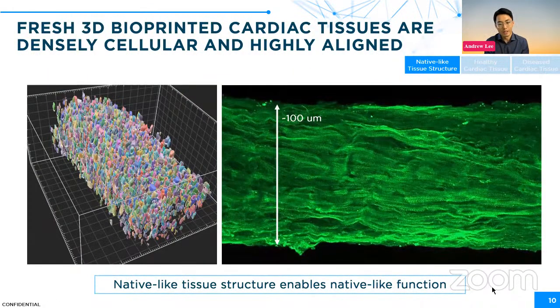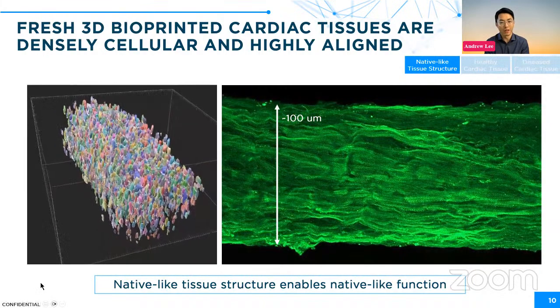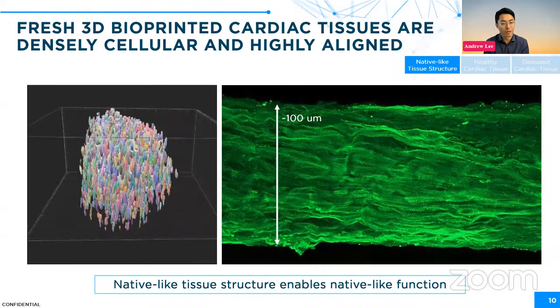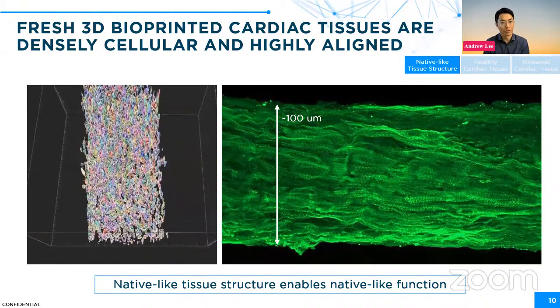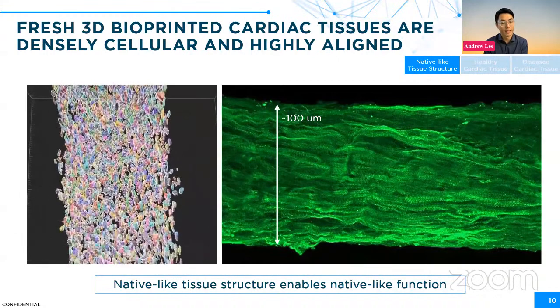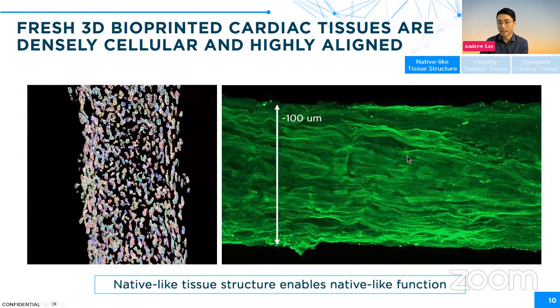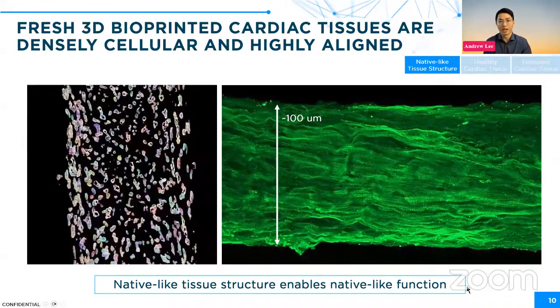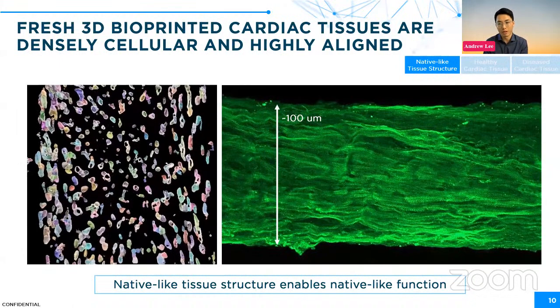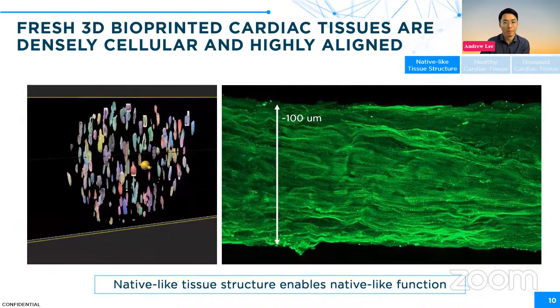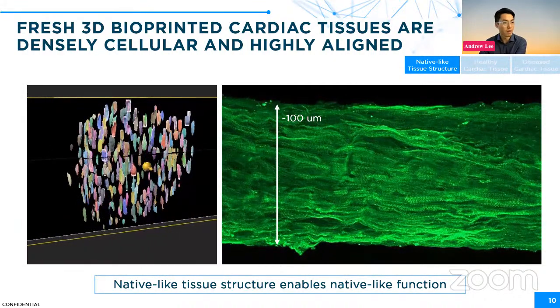And then within each of these tissues, we really have been able to engineer a very native-like tissue structure. So we have a final cell density of about 600 million cells per centimeter cubed, which is very, very close to what is in the native adult heart. And then also you can see that the cardiomyocytes are very well aligned, highly aligned and dense cellularly, which is critical to contractile function. And this is where we think a lot of our capabilities that I'll show later are enabled by.